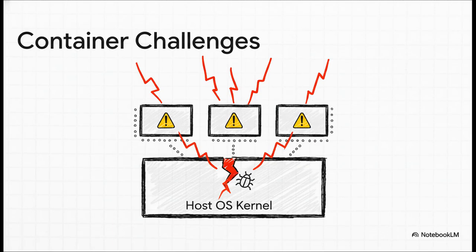But hold on, it's not a total knockout for containers. Remember that shared OS kernel? Well, that's their superpower, but it's also their potential weakness. Because they're all sharing that one kernel, the isolation between them isn't quite as rock solid as it is with VMs. A major security flaw in the host OS could, in theory, put all the containers at risk.